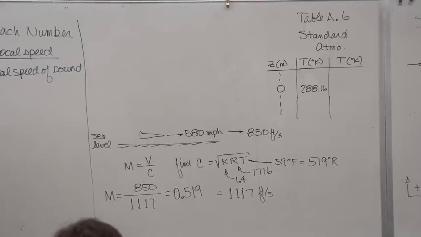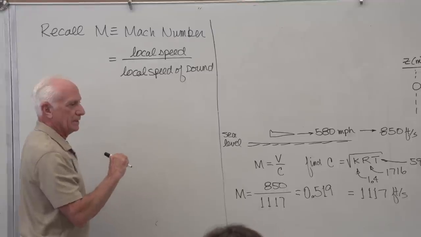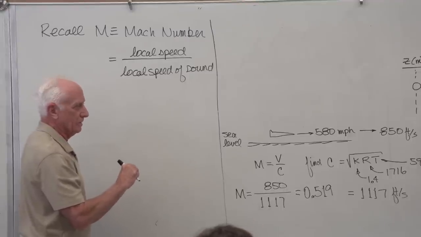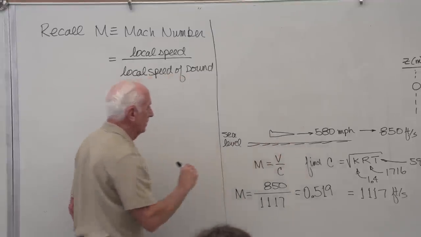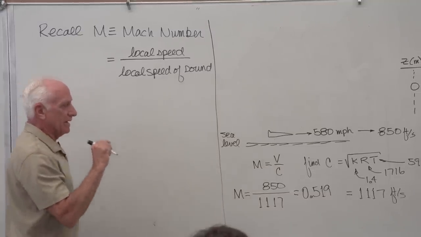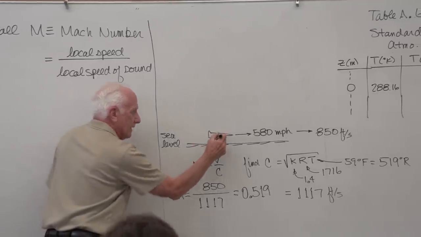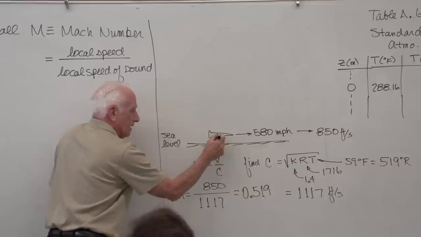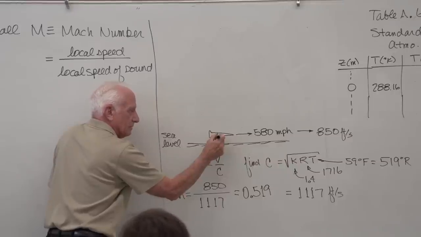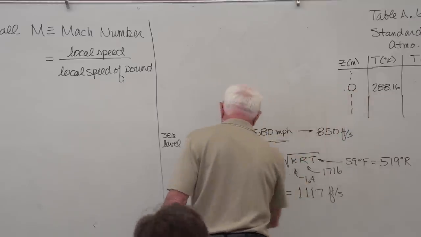What does the word local speed mean? It means the speed at the location where the aircraft is. Okay, 580 miles per hour. What does local speed of sound mean? That's the speed of sound at the location of the aircraft, right there. What's the elevation above sea level? Zero. Where do I go over here? Zero.